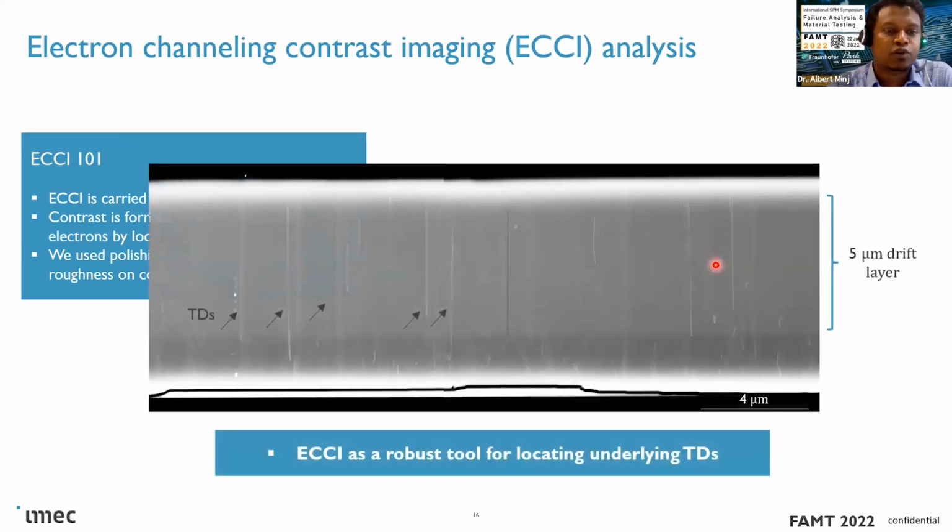But of course, it is also very important that we cannot work on surfaces that are very rough. So we had to polish the cross section. We used a combination of mechanical polishing and CMP. And actually now you can see that we are observing threading dislocations which are appearing with a white contrast extending from the P side towards the N plus. There is some damage here, but that is really not so important.